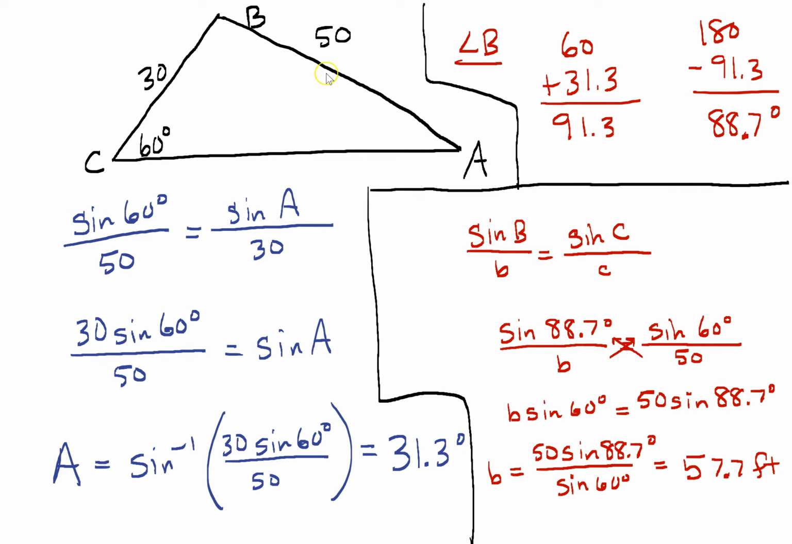And that makes sense. Notice that the correspondence is the bigger the side, the bigger the angle, or the bigger the angle, the bigger the side. It works both ways here. So if angle A is the smallest angle, being 31.3, it should correspond to the smallest side. 60 should be in the middle. Since angle B is 88.7, it's the biggest angle, it should correspond to the biggest side.